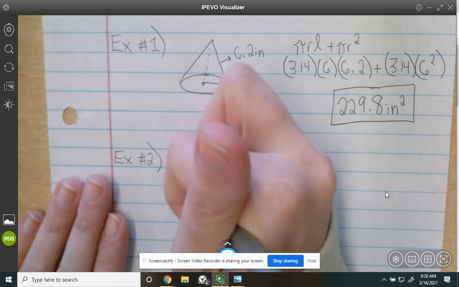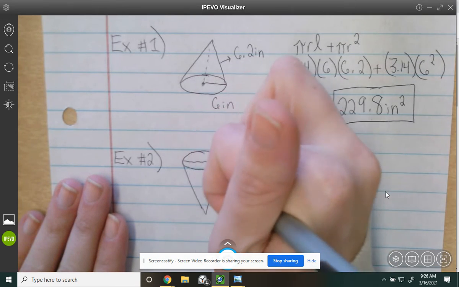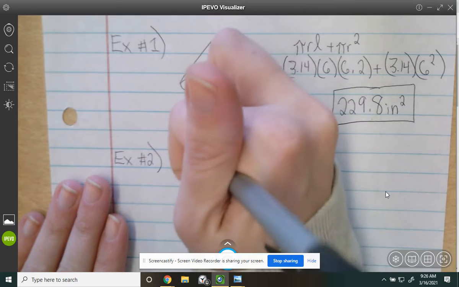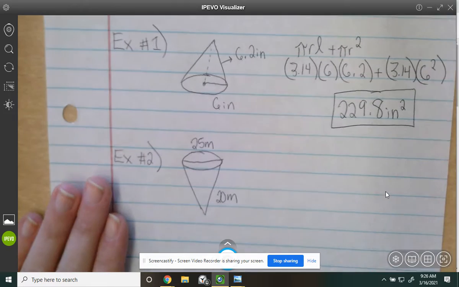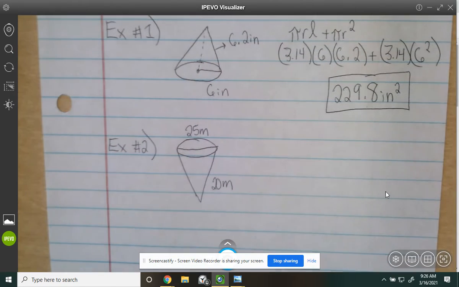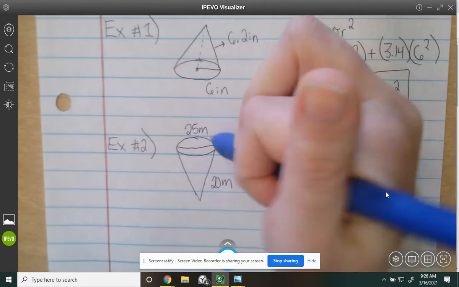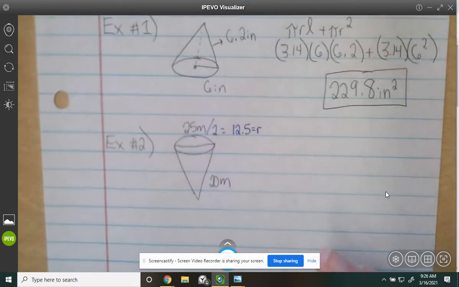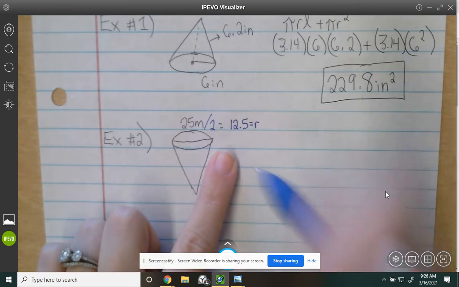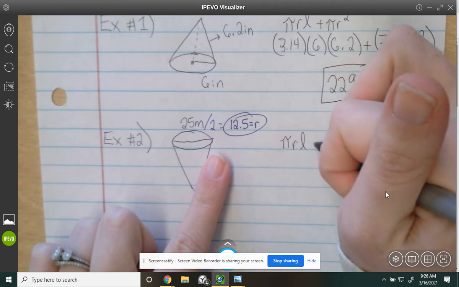We'll draw it this way now. So all the way across, it's 25 meters. And then 20 meters will be my slant height. Okay, so before we even get started on this one, you need to recognize that this is not my radius. 25 is not my radius. I have to divide 25 by 2, and 12.5 would be my radius. Let's circle that. Okay, so try to do this on your own. I'll kind of do it quietly.